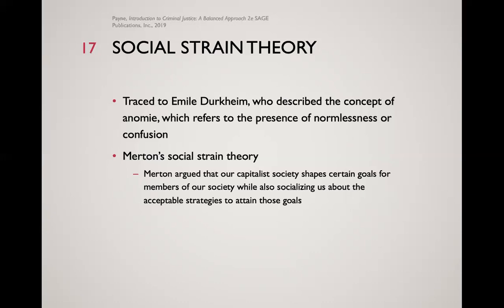Merton's social strain theory is the main social strain theory. He argued that our capitalist society shapes certain goals for members of our society while also socializing us about the acceptable strategies to attain those goals. So essentially, we all have the same goals. Everybody wants to be rich in America. We're going to talk a little more about it in another slide, but everybody wants to be rich somehow, some way. But we don't have the same ways of achieving being rich, right?